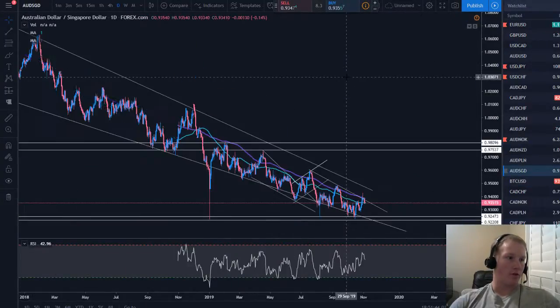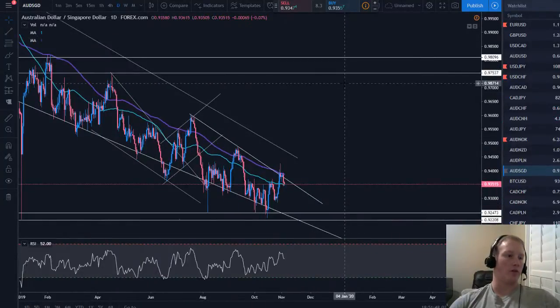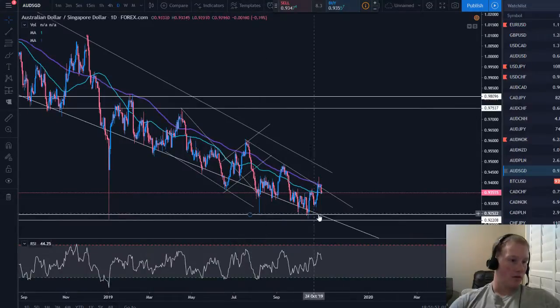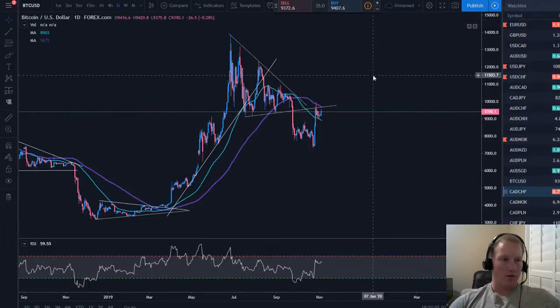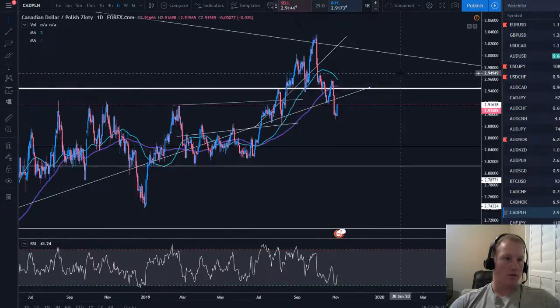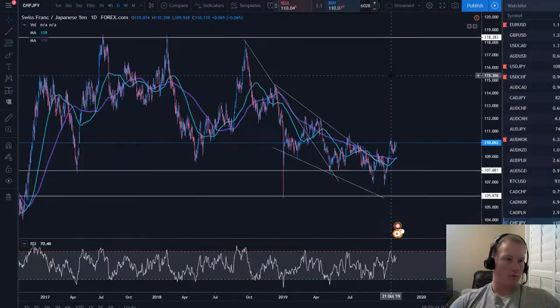Australian dollar, Singapore dollar is still wedging down. It's been a very long wedge on this thing, so we'll see. But I'm still waiting for it to touch this flash crash low. Was that really January 19, 2019? Canadian dollar, Swiss franc. Swiss franc, Japanese yen.